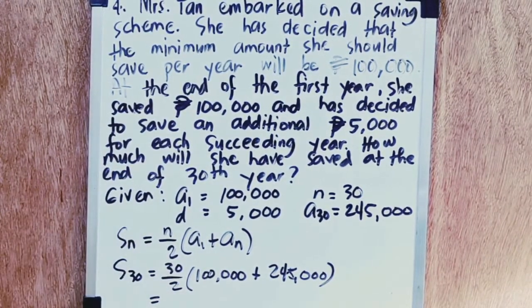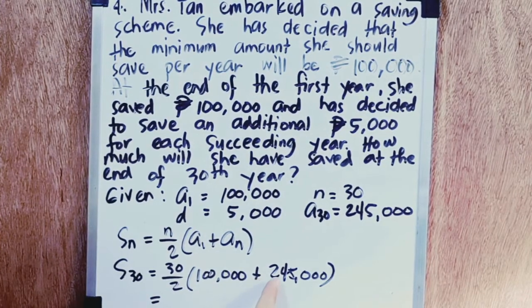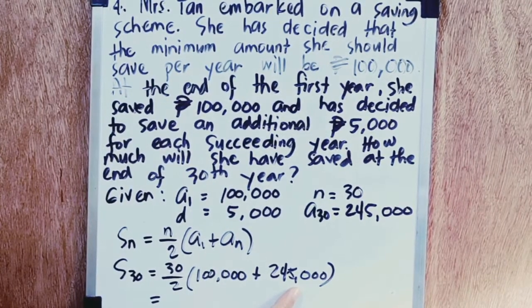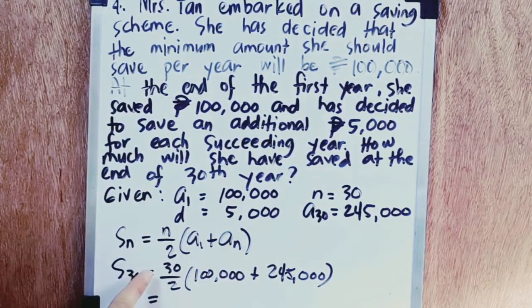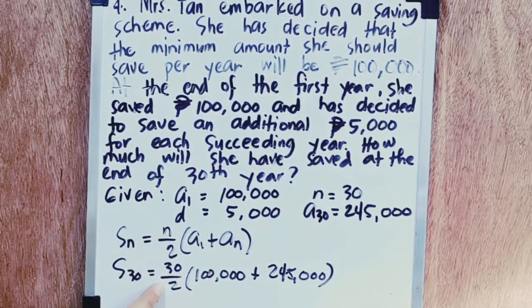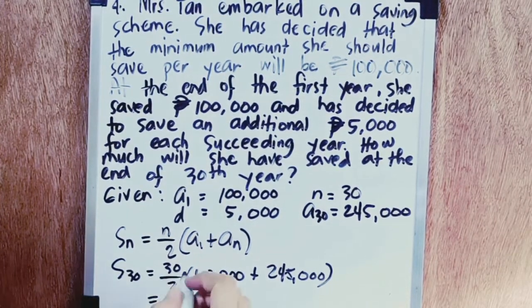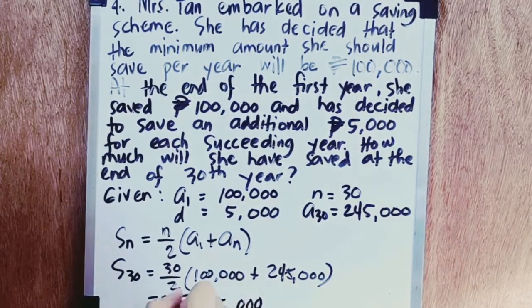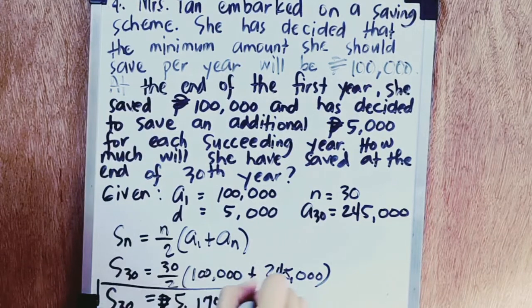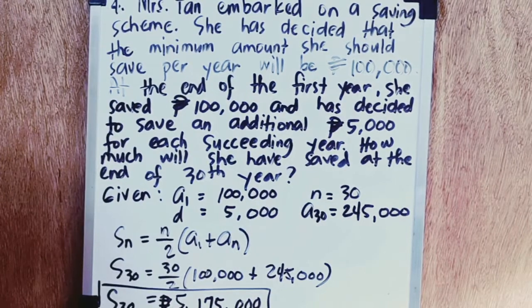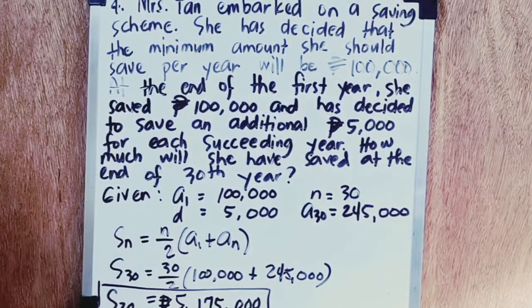245,000 pesos. So 100,000 plus 245,000 pesos is equal to 345,000 pesos times the quotient of 30 over 2, which is 15, and we will get the sum of 5,175,000 pesos. So that is the sum, or she will save 5,175,000 pesos at the end of 30th year.